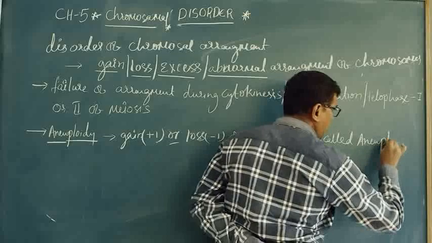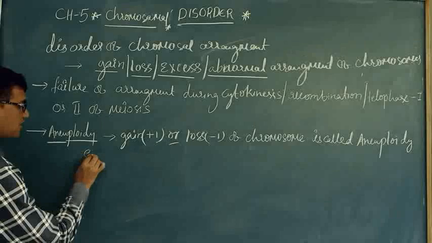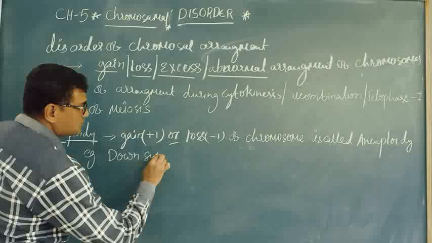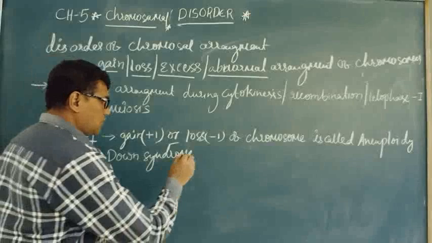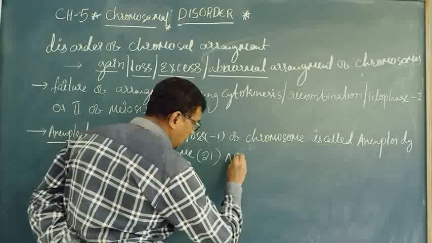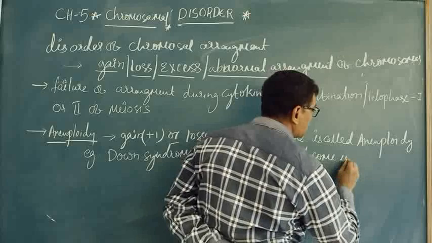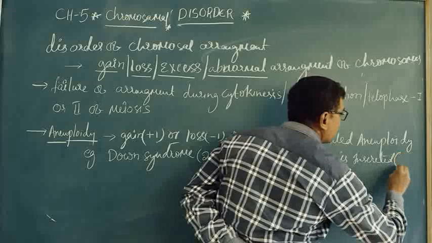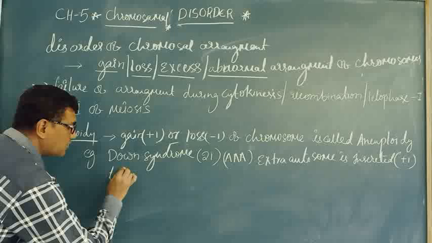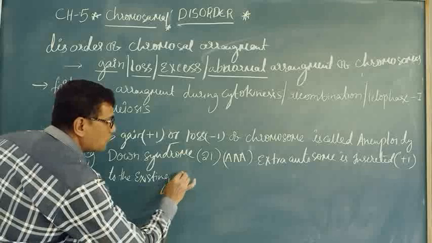You can take the example of Down syndrome. In this, chromosome 21 has an extra copy, that is, an extra autosome is inserted, +1 autosome to the existing chromosomes.